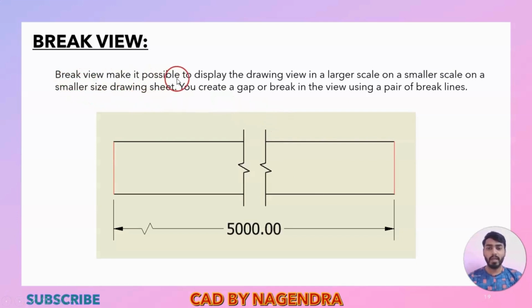So break view makes it possible to display the drawing view in a larger scale on a smaller size drawing sheet. So you create a gap or break in the view using a pair of break lines. By using these break lines, we will create a gap between the two parts, two sides, and we will adjust that size and fit that view into the small drawing sheet. So I hope you have understood about break views.